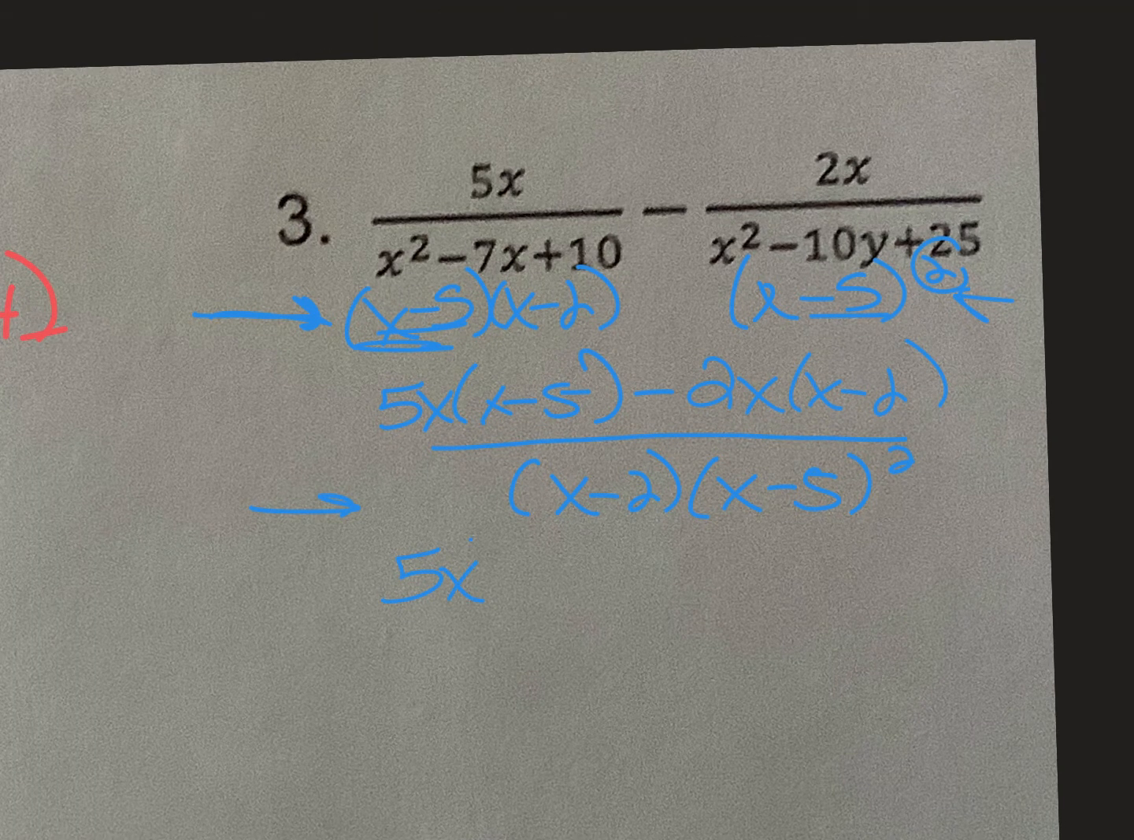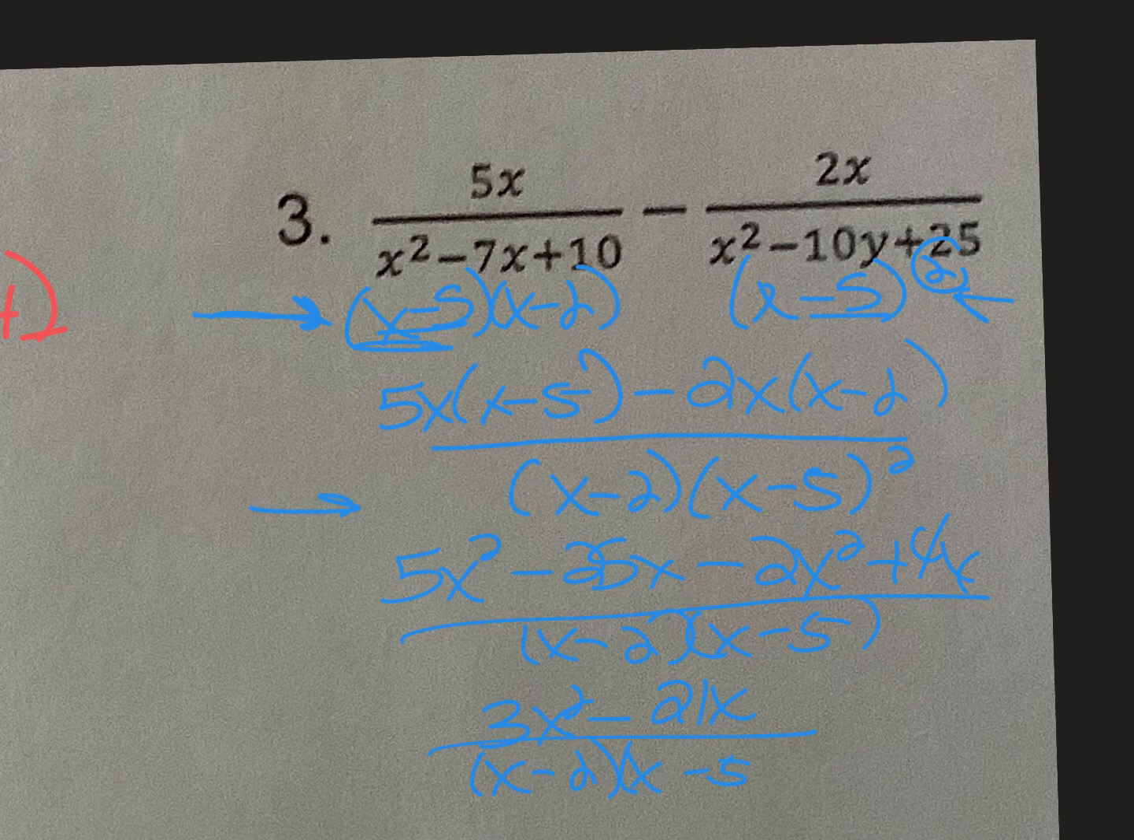Distribute here. 5x squared minus 25x. Distribute the 2x, be negative 2x squared plus 4x. And that's still over the x minus 2, x minus 5. And then combine what you can. 5x squared minus 2x squared is 3x squared. Negative 25x plus 4 is negative 21x. And I have an x minus 2, x minus 5.